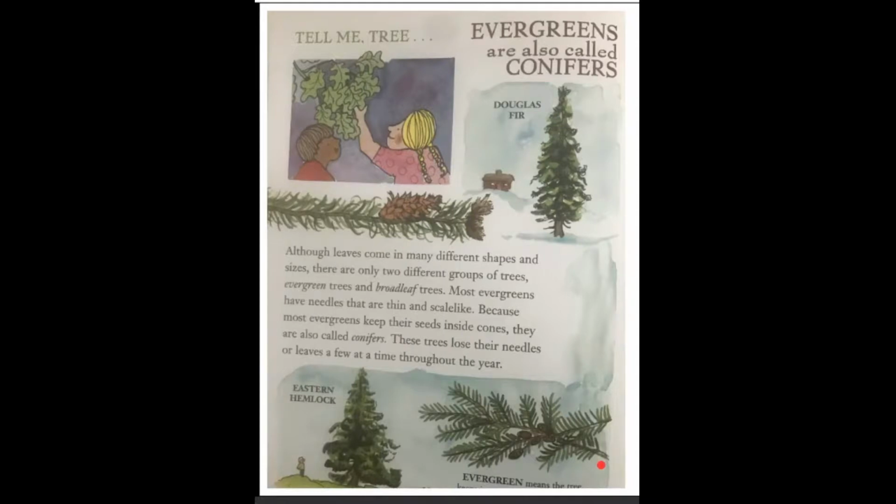Tell me, tree. This is about evergreens. They're also called conifers. Although leaves come in many different shapes and sizes, there are only two different groups of trees: evergreen trees and broadleaf trees. Most evergreens have needles that are thin and scale-like. Because most evergreens keep their seeds inside cones, they are called conifers.